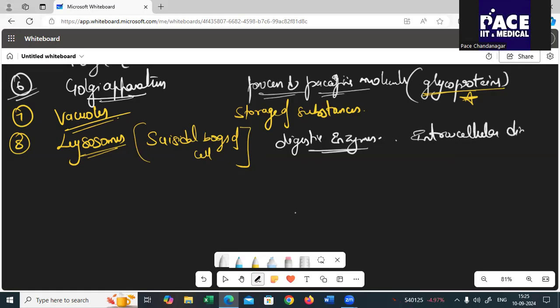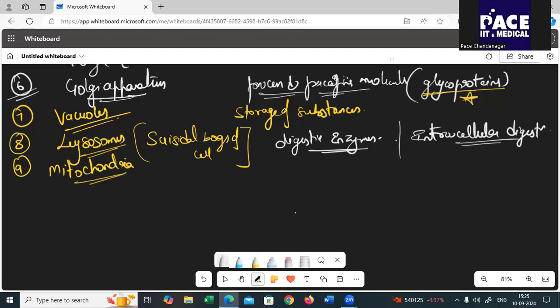Intracellular is within the cell. Digestion within the cell, the responsible element here is your lysosomes. Then you have mitochondria, the powerhouse of the cell.